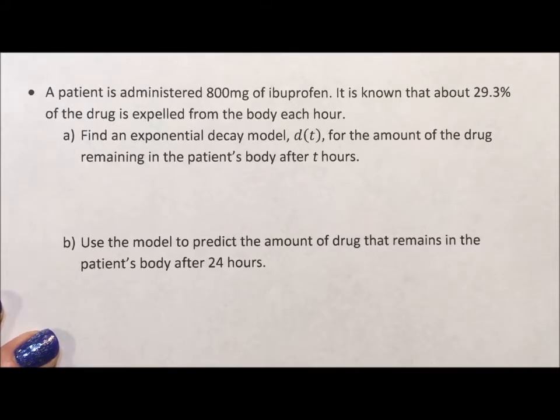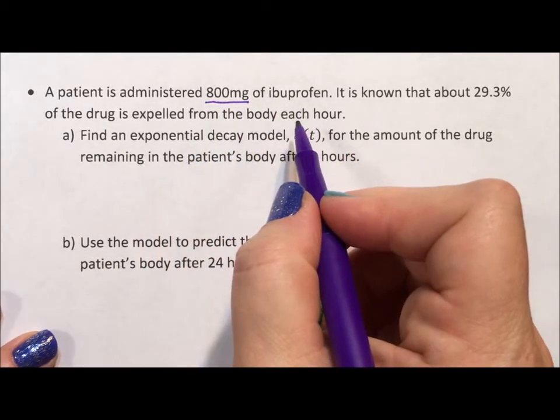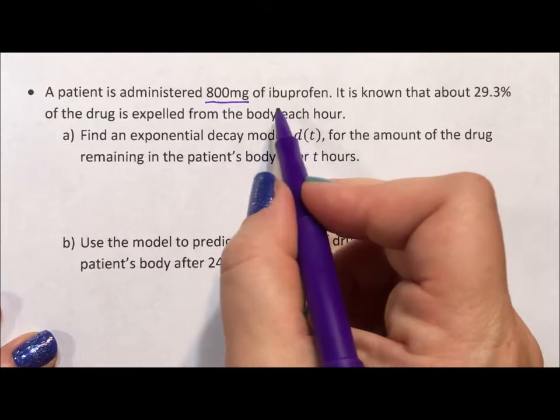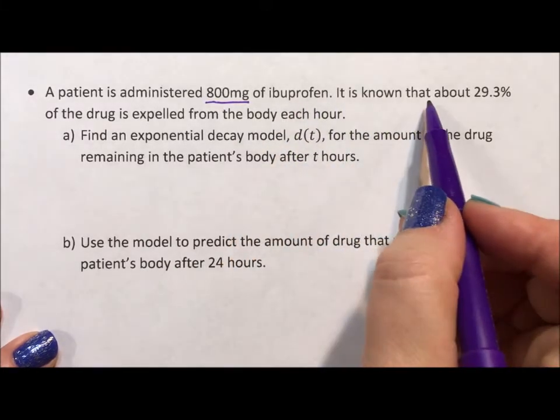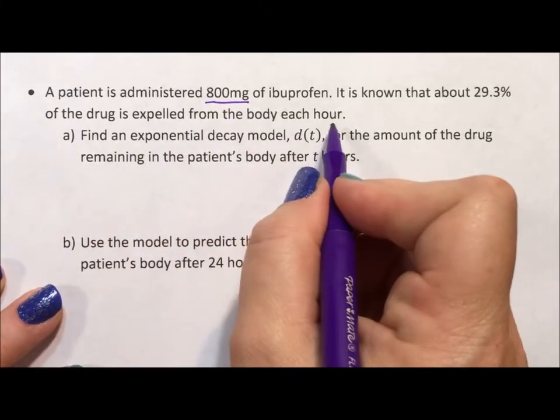Today I'm doing a series of videos on exponential functions. This one says a patient is administered 800 milligrams of ibuprofen. That's like 4 pills if you buy the over-the-counter ibuprofen. And it is known that about 29.3% of the drug is expelled from the body each hour.